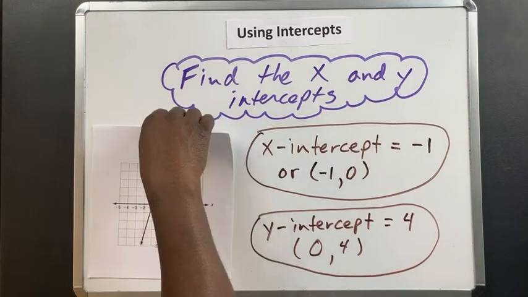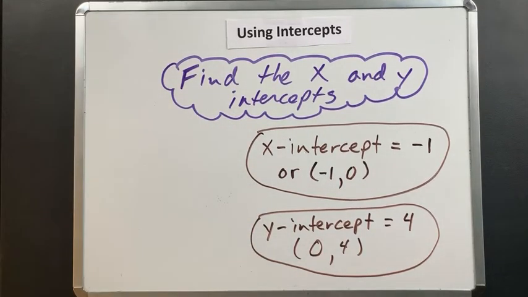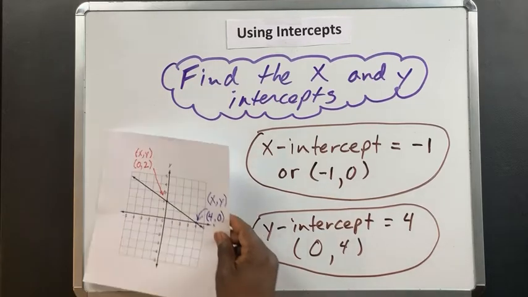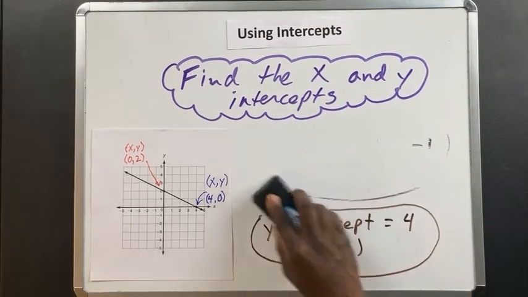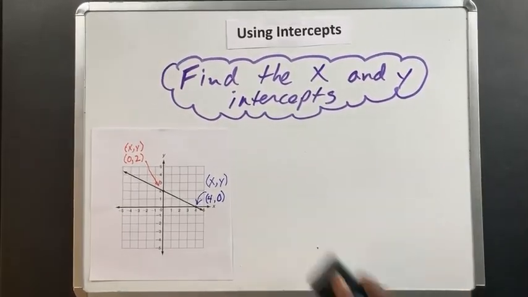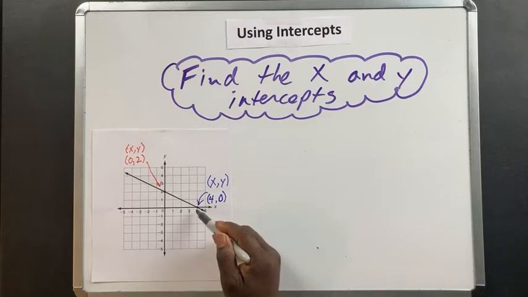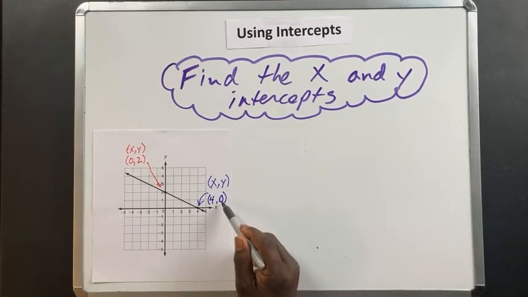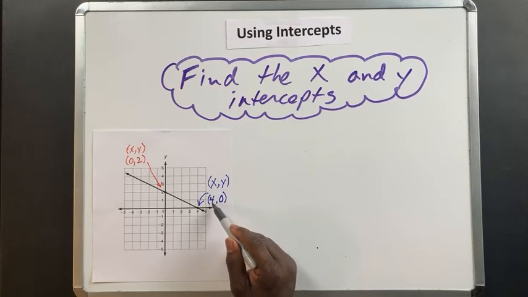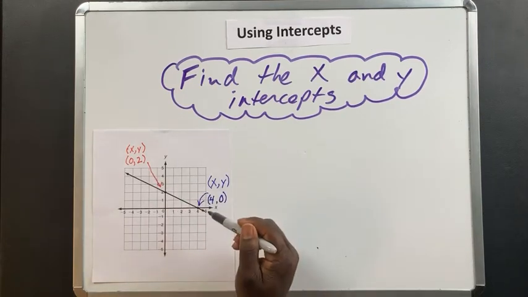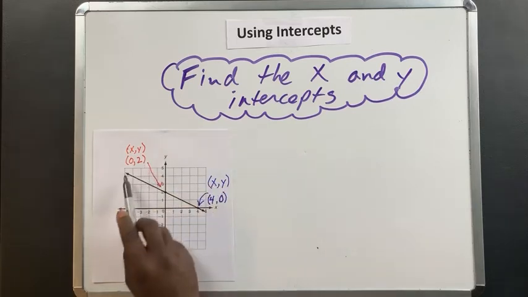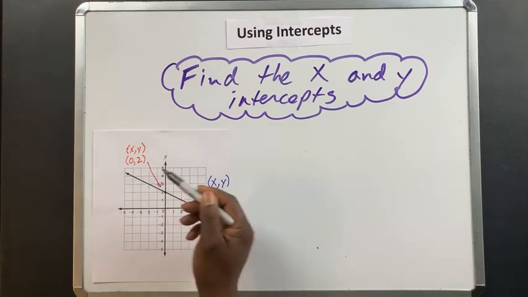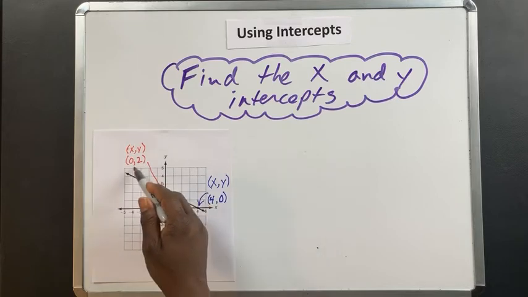Now I want to go back to the graph we just did a moment ago, and just clarify that when we found this x-intercept, the y-coordinate was 0 and the x-coordinate is 4. When we found the y-intercept over here, we know that the y-coordinate is 2 and the x-coordinate is 0.